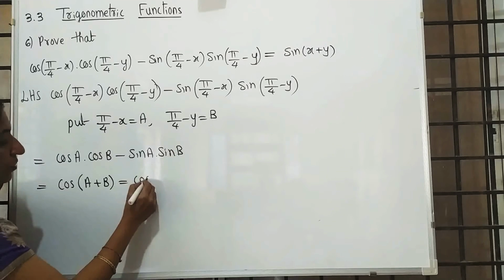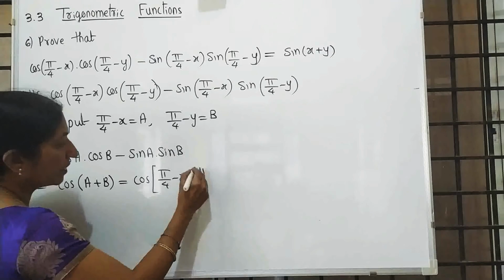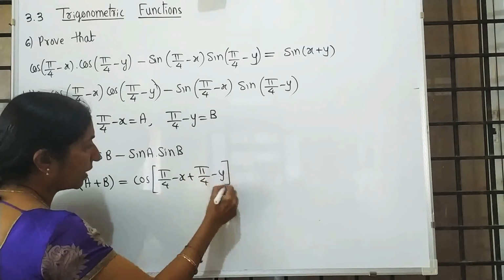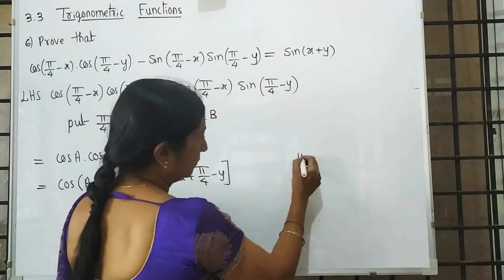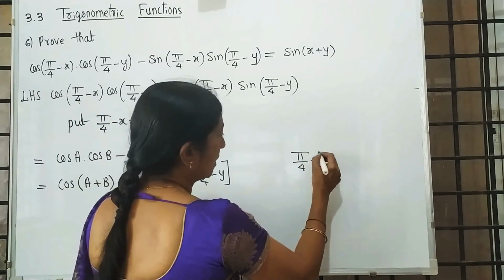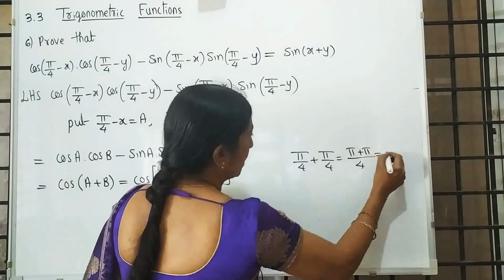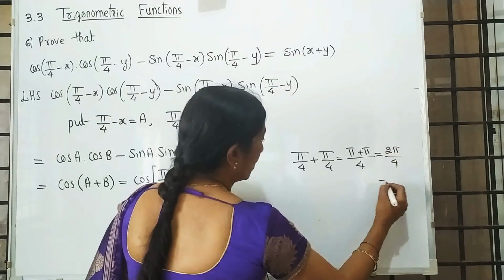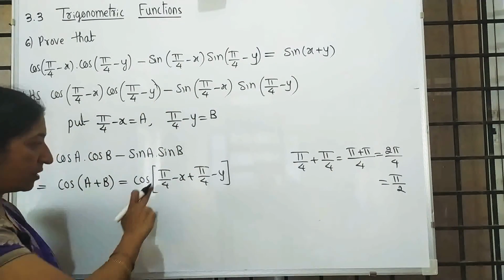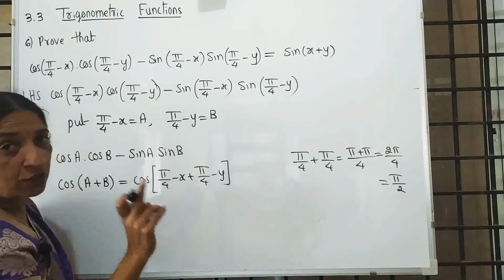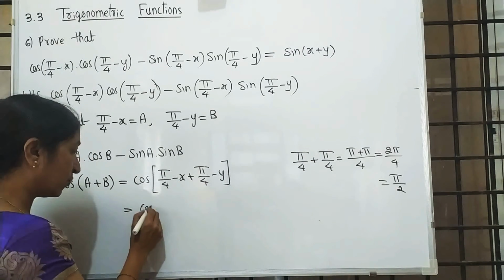Now write down that cos(a plus b), a is pi by 4 minus x plus b, pi by 4 minus y. Take the addition of pi by 4 plus pi by 4 here, because the middle sign is plus. Pi by 4 plus pi by 4, LCM is 4, pi plus pi, that is 2 pi by 4, that is nothing but pi by 2. Or students, if you are good in calculations, what is pi by 4? Pi by 4 is 45. 45 plus 45 is 90. 90 is nothing but pi by 2.